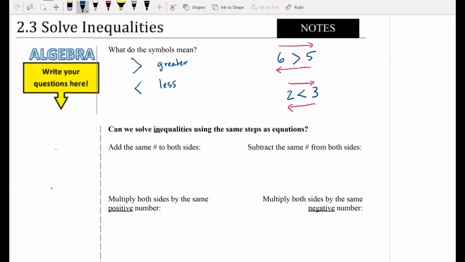Now there's another symbol that you will see in this lesson, and it means does not equal. It's an equal sign with a line through it, and it just means does not equal. It can equal anything else except what that equation says.